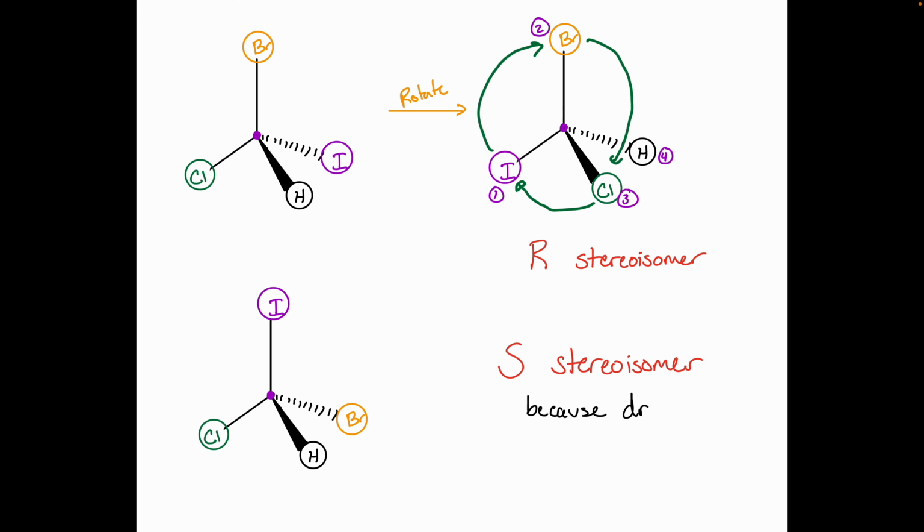Because I used that swap group method to draw my enantiomer. But yes, if you're ever sort of stuck, you can always do it the long way as well, where I rotate my hydrogen to the back, and then I draw my arrows from 1 to 2, 2 to 3, and 3 back to 1, and you would arrive at that same conclusion.